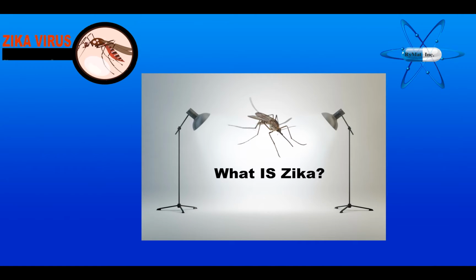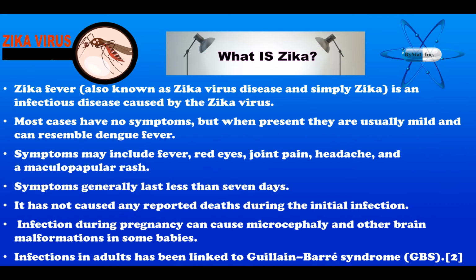Zika fever, also known as Zika virus and also Zika, is an infectious disease caused by the Zika virus. Most cases are symptom-free, but when they are present, they're mild and can resemble dengue fever. These symptoms can be red eyes, joint pain, headache, a mild fever, and also a rash. These symptoms last less than 7 days, and the symptoms have not caused any deaths during initial infection.